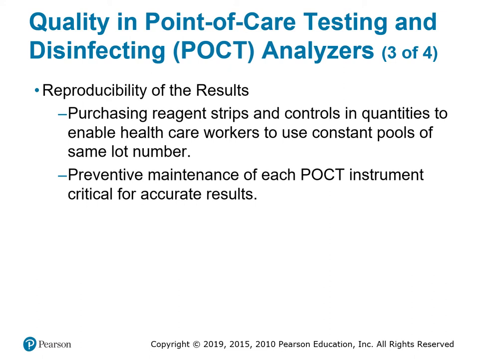Right. Reproducibility of results: purchasing reagent strips and controls in quantities to enable healthcare workers to use consistent pools of the same lots. Preventative maintenance of each POCT instrument is critical for accurate results. Right. And again, here we're still talking about the importance of this device giving us the appropriate reading. Okay, how many times can this device reproduce this average reading?